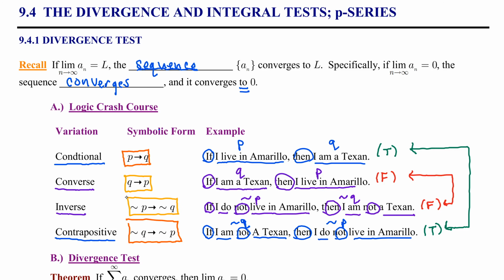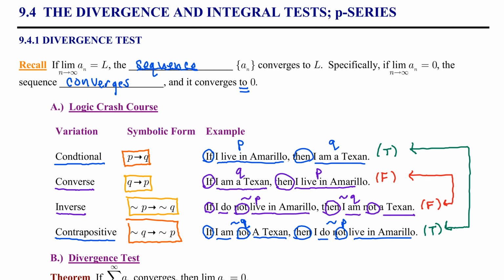Notice that the order of the statements has been reversed, and in the inverse, both statements have been negated. So the relationship that a conditional and a contrapositive has, that is, the statements have been reversed and both have been negated, that's the same relationship that the converse and the inverse has. The order of the statements has been reversed and both of them have been negated. So if you really want to get fancy, you could say that the inverse is the contrapositive of the converse.